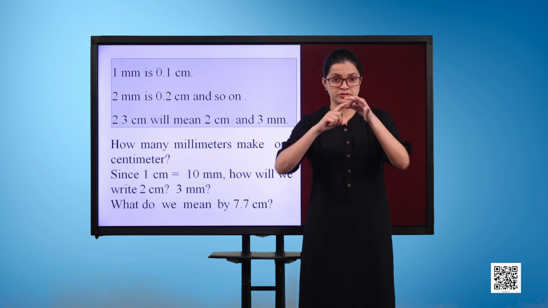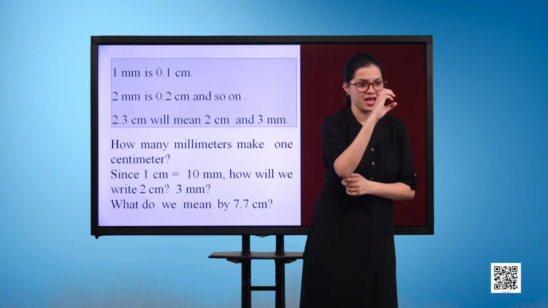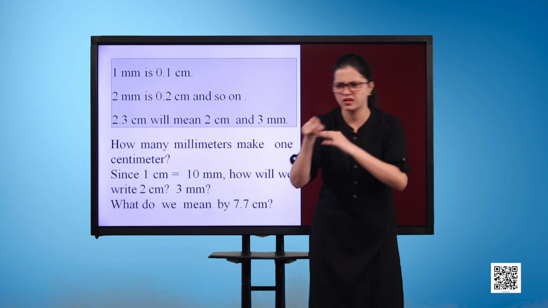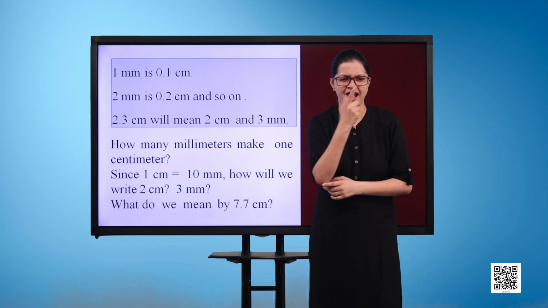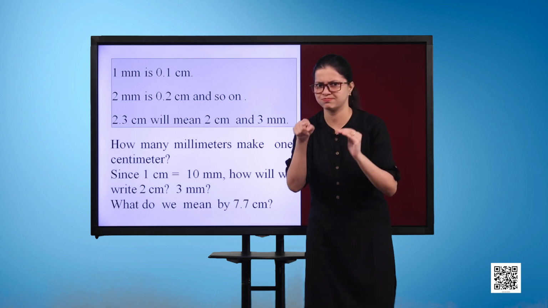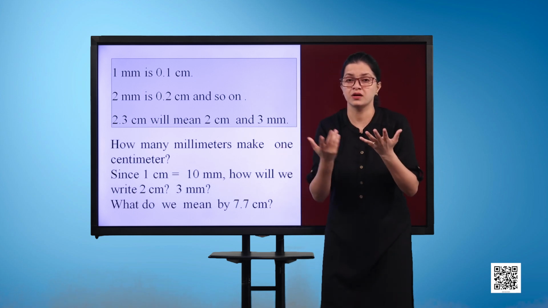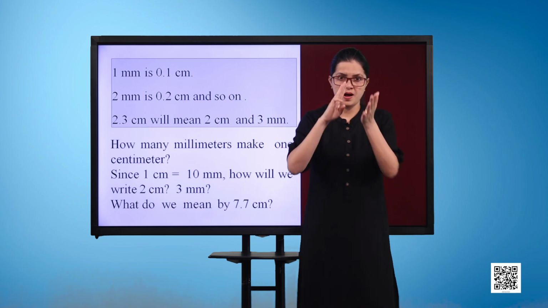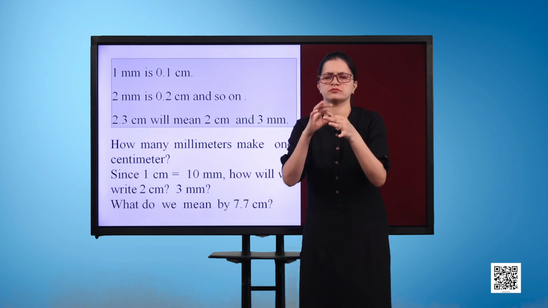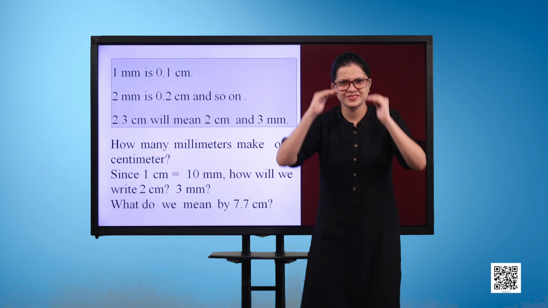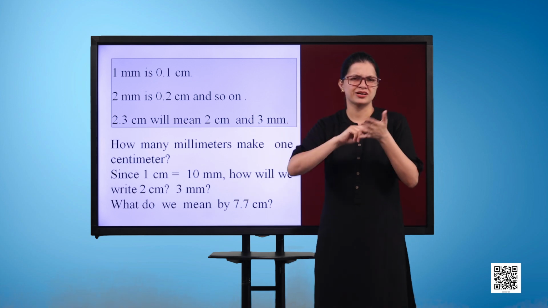How many millimeters make 1 centimeter? Since 1 centimeter is equal to 10 millimeters, how will we write 2 centimeters 3 millimeters? What do we mean by 7.7 centimeters?